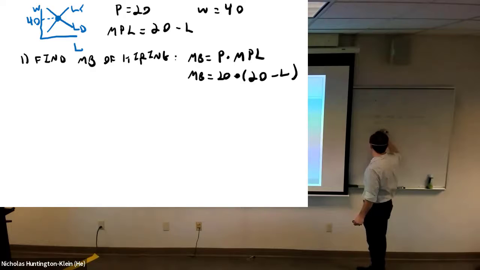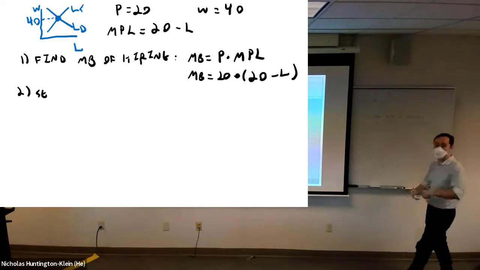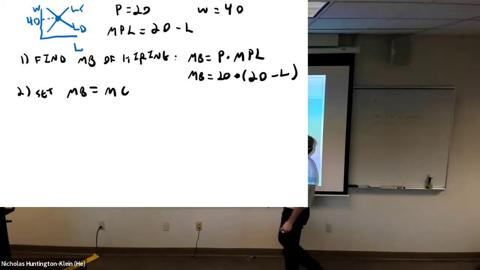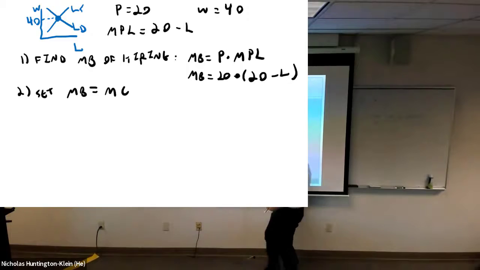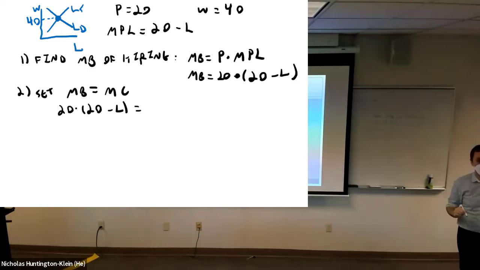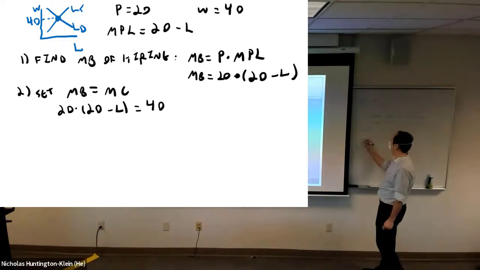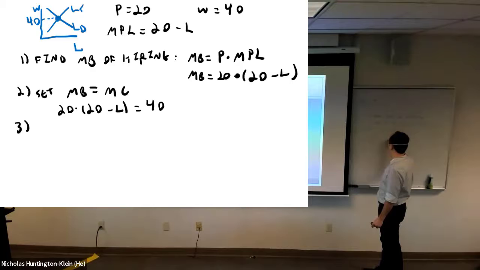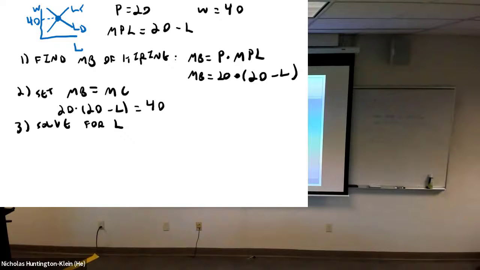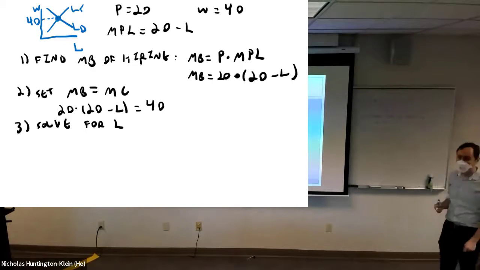Second, we're going to set marginal benefit equals marginal cost. We want to follow the golden rule, as we always do. The marginal cost, what we have to pay in order to hire another person, is 40. So we have the marginal benefit, we have the marginal cost. We want 20 times 20 minus L to equal the wage, which is 40. And then finally, we can solve for L, which is going to be the optimal number of people to hire. The number of people we can hire, for which any fewer, we'd be leaving some money on the table. Any more, we'd be hiring too many people.